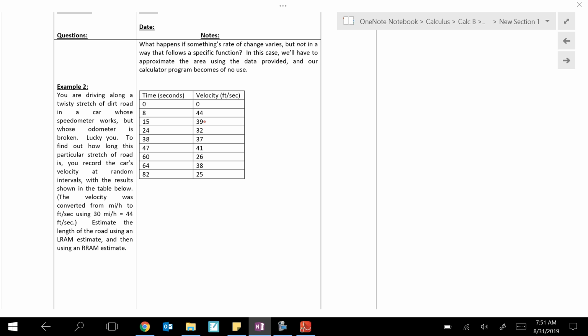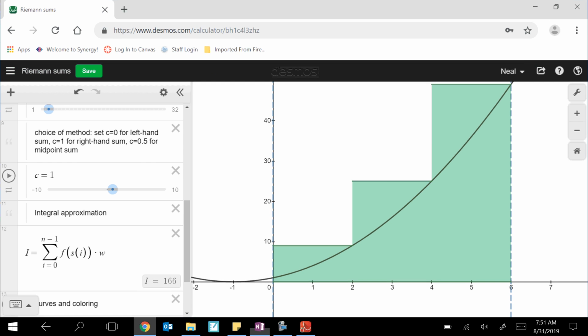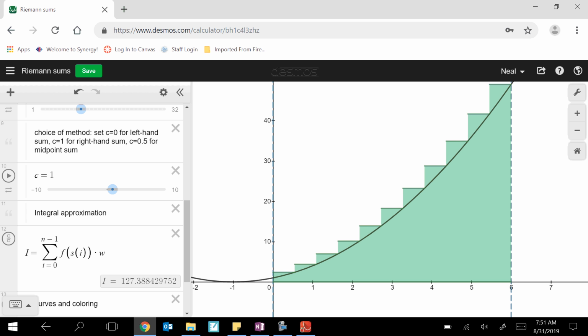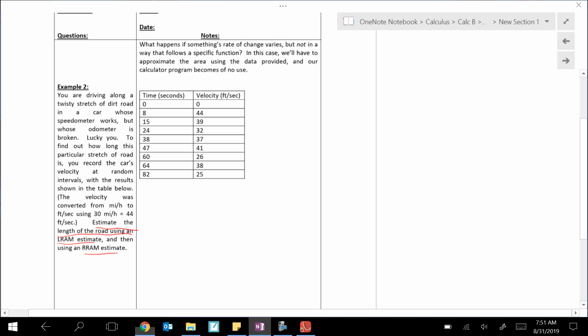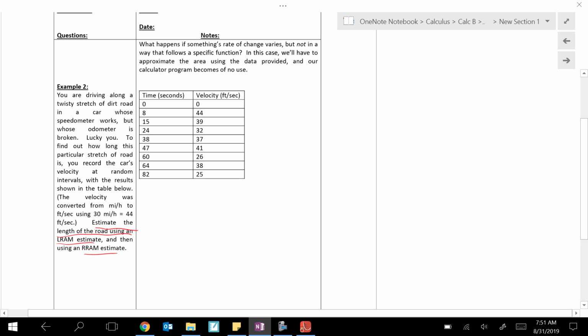Estimate the length of the road using LRAM and then RRAM. So the only difference here is we're just going to have to build the rectangles ourselves, and they might not be of consistent width. Like when we were doing the graphing thing, the rectangles were all the same width, right? Well, if we don't have a function, we can't guarantee that that's going to happen. That's okay. So basically all I've got to do now is figure out all my widths and then which height I'm going to apply to which width.